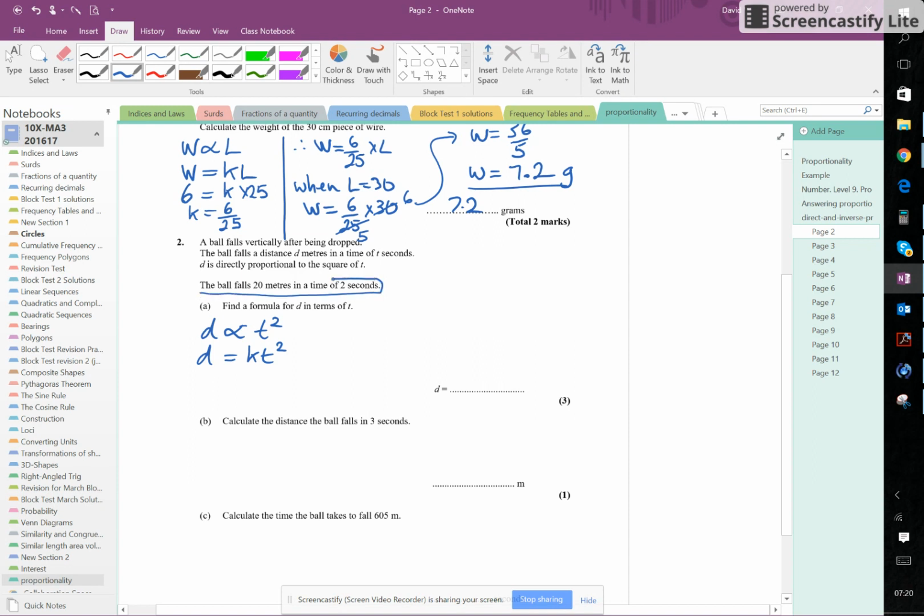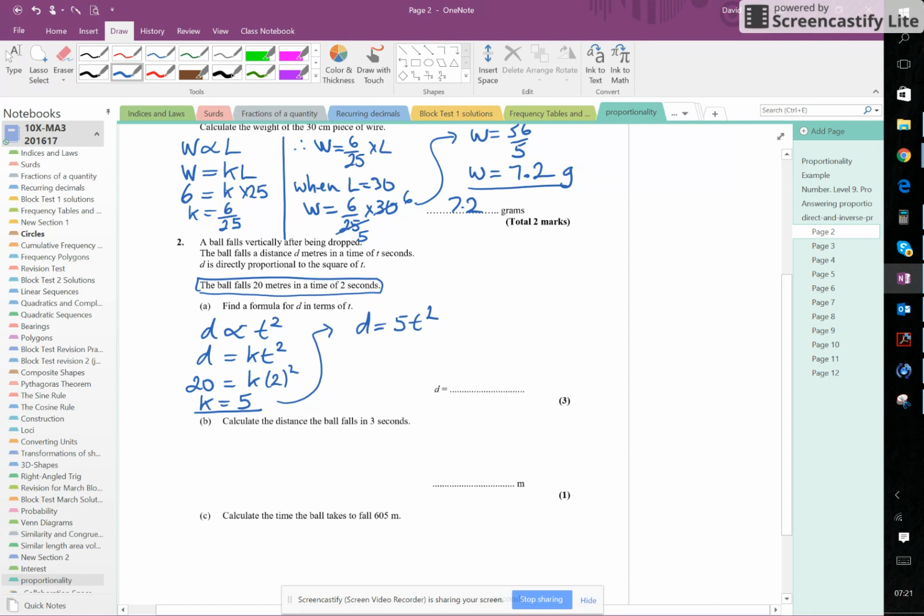Here's the data here. The ball falls 20 meters, that's the distance, in t seconds. So 2 seconds is the value of t, so that's 2 squared. So that means k, and we're going to divide both sides by this 2 squared, which is 4. So divide both sides by 4, and we get k is 20/4, which is 5. So k is 5. Once we've done that, we then substitute our value of k into this equation here. So we get d equals 5t squared.